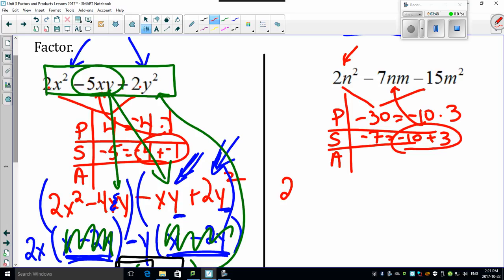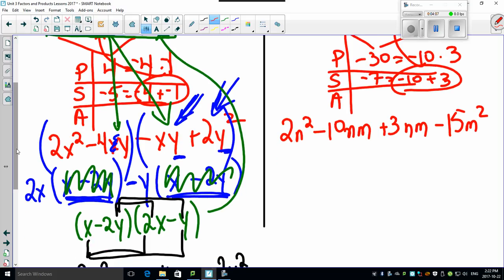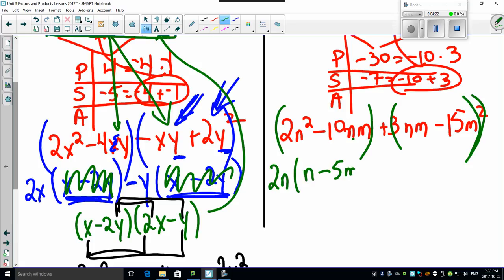Here we go. 2n squared. The middle term has to be minus 10nm and a plus 3nm and a minus 15m squared. Isn't that cool? Keep on going. All right, I need a little more room here. Here we go. Group factor, just like before. Check it out. Oops, should have been around the square. There we go. Take out a 2n, leaving you with an n minus 5m.